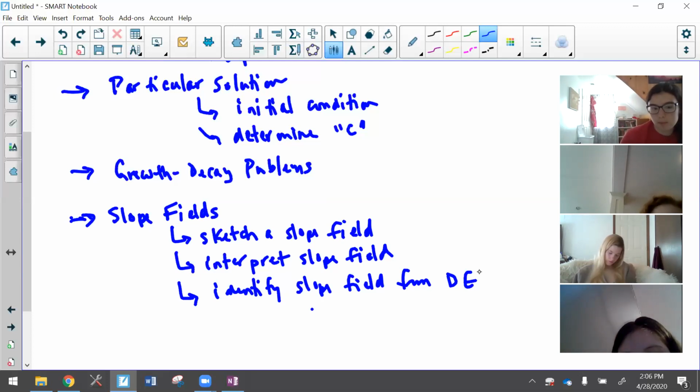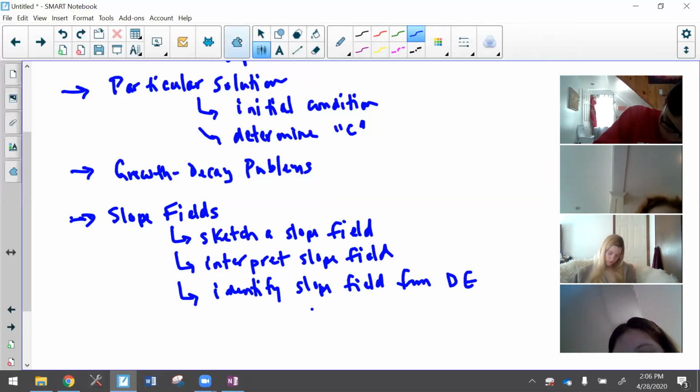And finally, you may have to use the slope field or the differential equation to analyze a function, maybe to figure out where the extreme values are, or whether something is concave up or concave down.